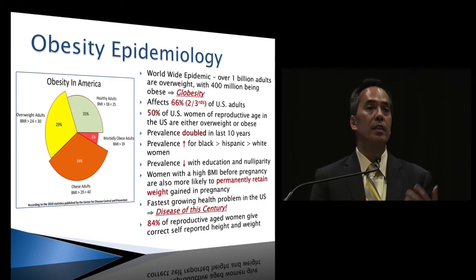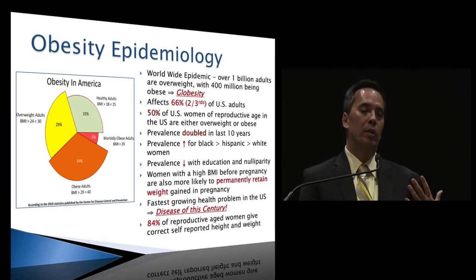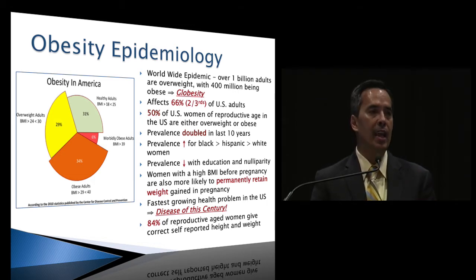The prevalence is more likely related to socioeconomic group, so it's higher in the Black population than the Hispanic, than the Caucasian. Prevalence decreases with increased education and nulliparity. Women with a high BMI before pregnancy, and this is what's worrisome, if women gain weight in pregnancy, they're more likely to retain it. So in future pregnancies, it can add to the complications. It is the fastest growing health problem in the United States. It is definitely the disease of this millennium and of this century.